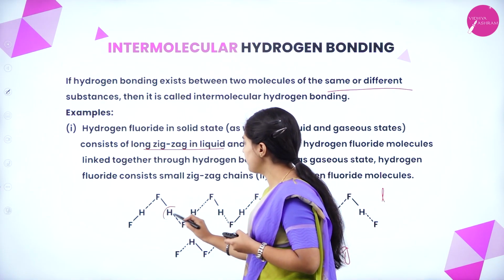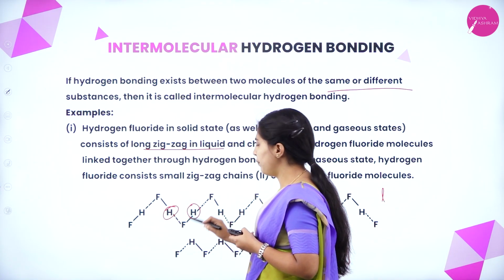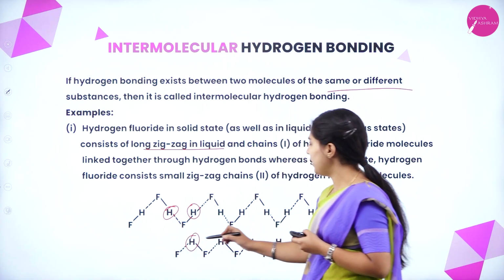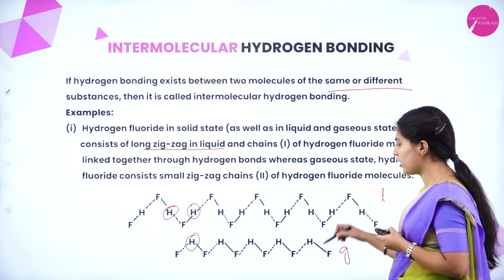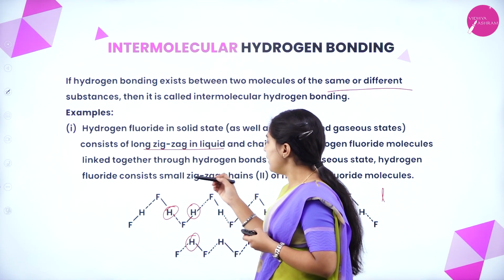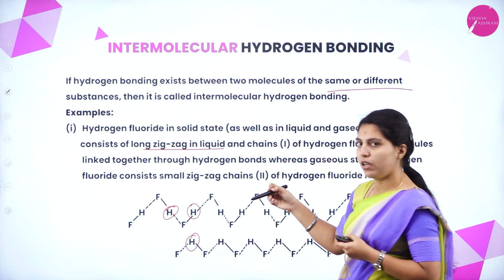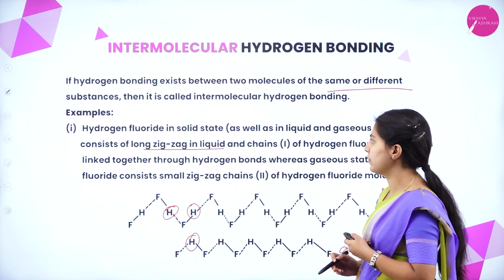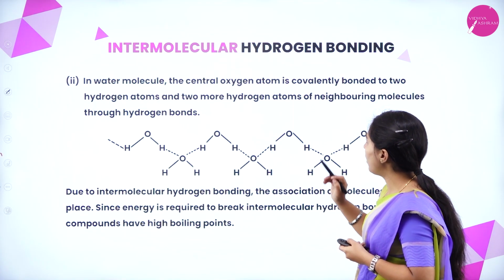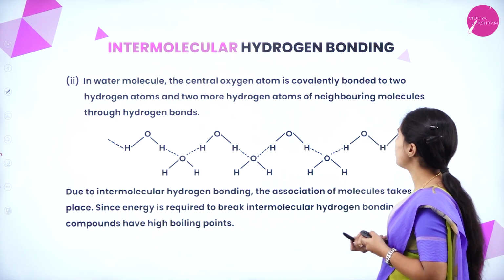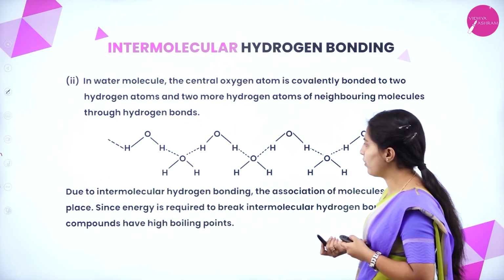Everywhere hydrogen is present, bridging between two highly electronegative atoms, see here also. But the difference is long chains in liquid, short in gaseous. And two different elements are present in between, in the same or different substances. In a water molecule, the central oxygen atom is covalently bonded to two hydrogen atoms, and is also linked to hydrogen atoms of neighboring molecules through hydrogen bonds.